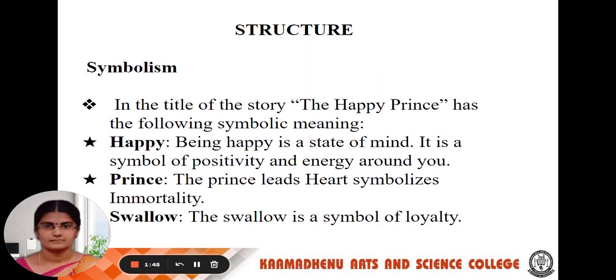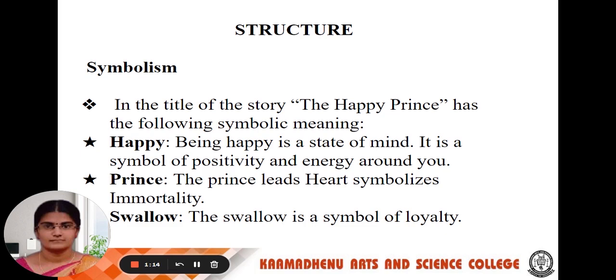Next, we see structure and symbolism. In the title of the story, The Happy Prince has the following symbolic meanings. What are the symbolic meanings? First, we take Happy. Being happy is a state of mind. Happy itself shows that you are very happy at the moment. It is a symbol of positivity. So through that we know that we are in positive mode and we have energy and we can face whatever arrives to us.